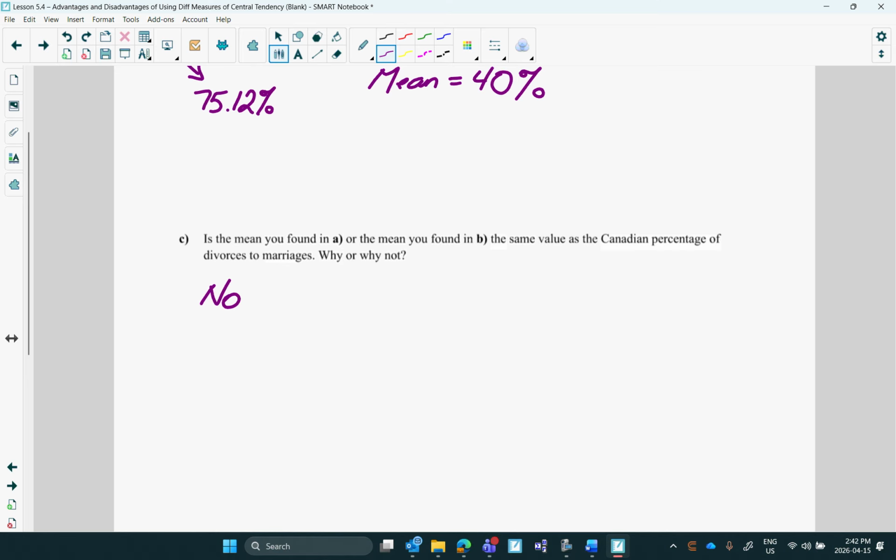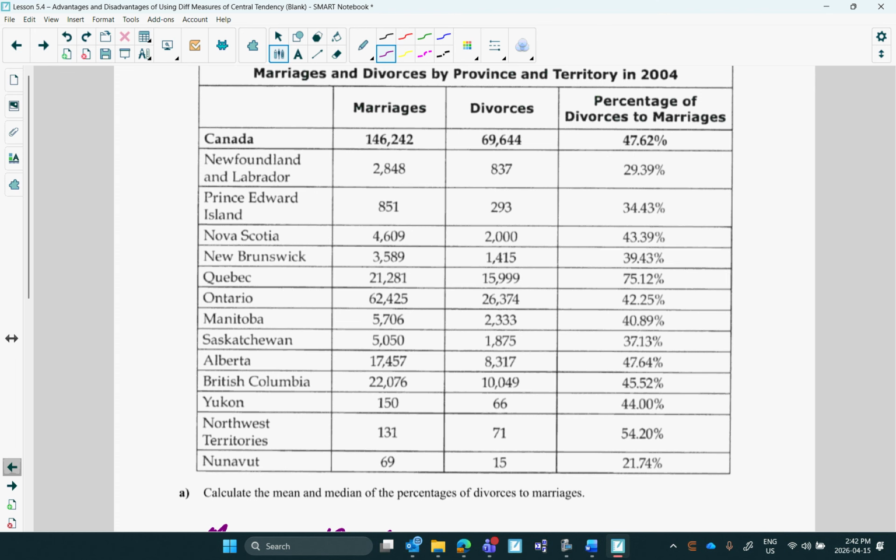Yeah, because we didn't do the weighted mean, did we? We just added up the percentages that we got. But clearly, more weight should be given to what provinces? The bigger ones, Ontario and Quebec, and British Columbia. Okay, more weight should be given to those than the other provinces that have less population. So that's really the reason.